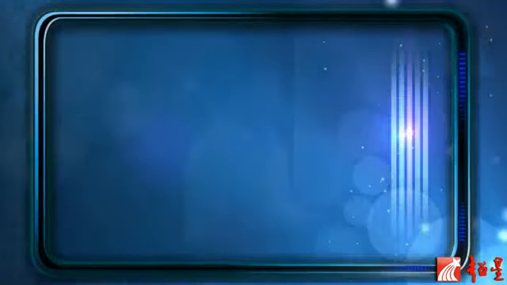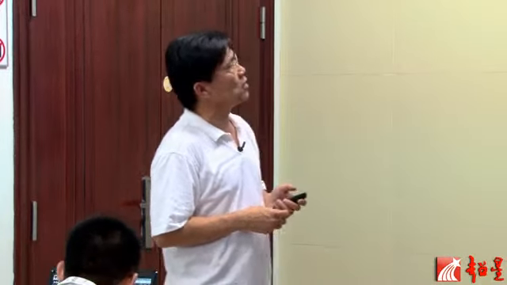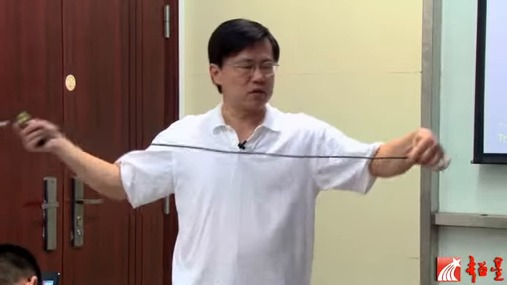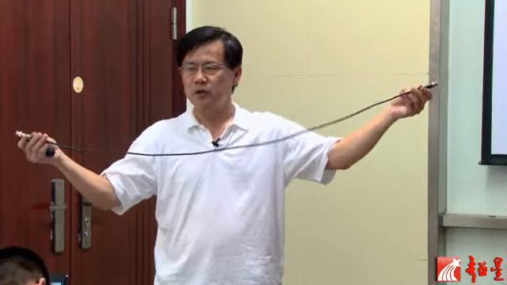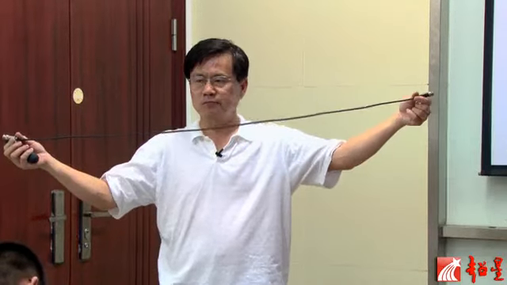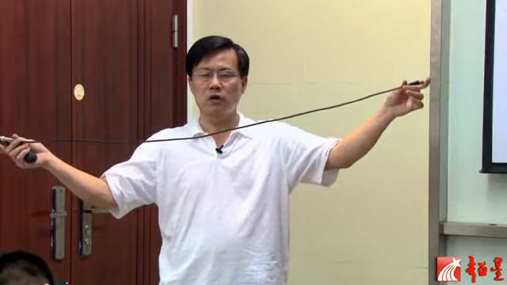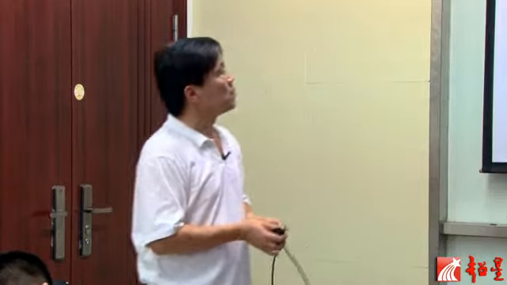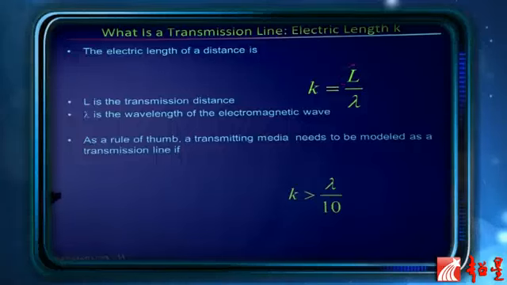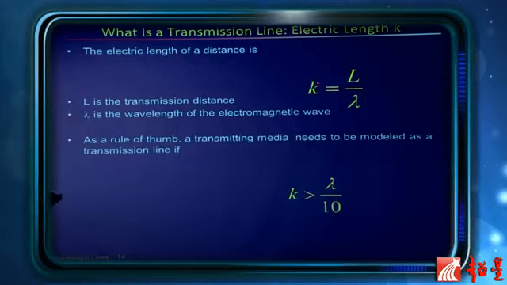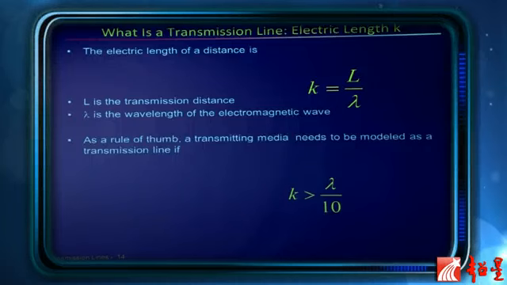And again, I talked about how long the line needs to be to decide whether this is a transmission line or not. There's no absolute definition. It's relative to the wavelength of the signal propagation. Basically, if the length of the line divided by wavelength, this k value, is greater than 1, that's one wavelength long. That's too long. So this k value is the so-called electrical length of the line.